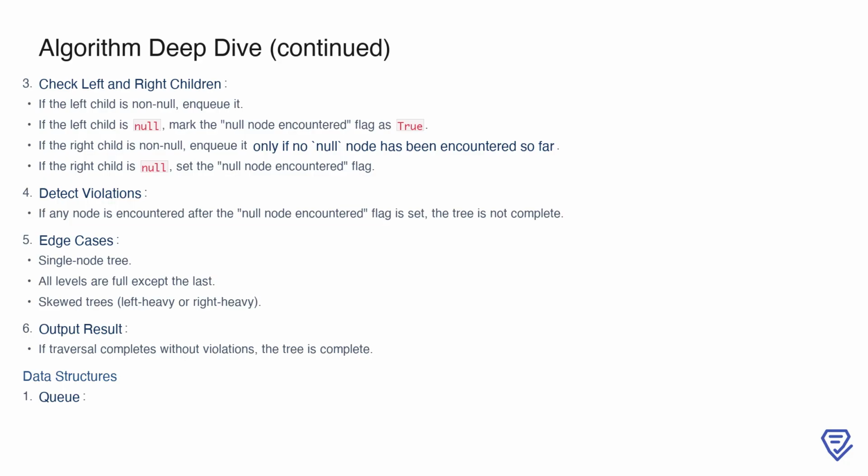A crucial part of this algorithm is detecting violations. If any non-null node is encountered after the null flag is set, the tree is not complete. Common edge cases include single-node trees, trees where all levels except the last are full, and skewed trees that lean entirely to the left or right. Finally, if we traverse the entire tree without detecting any violations, we can conclude that the tree is complete.